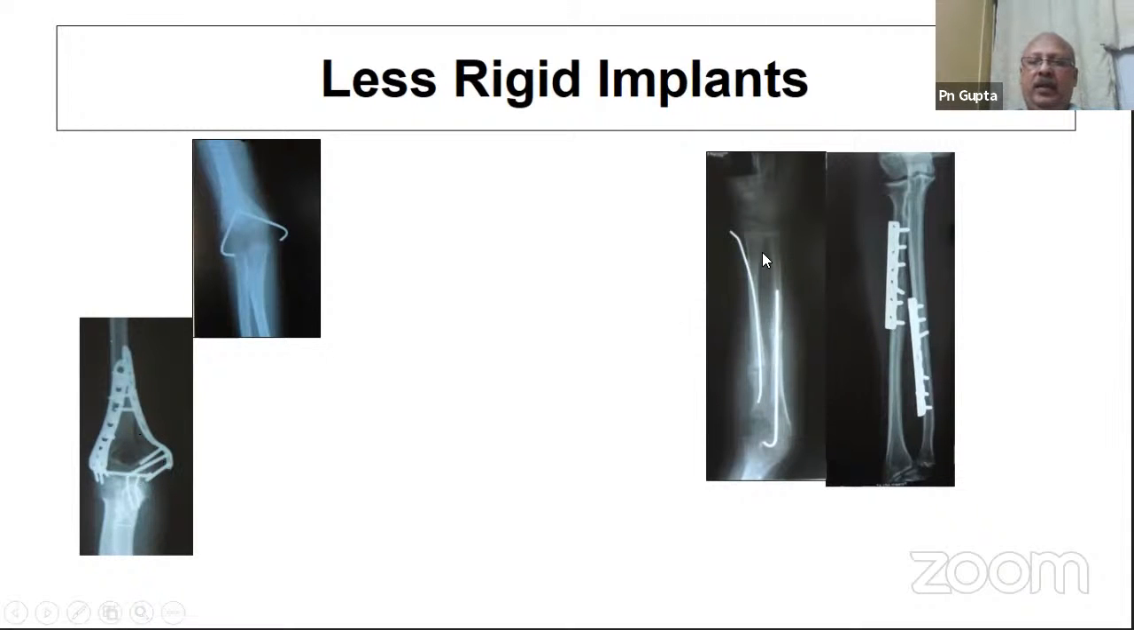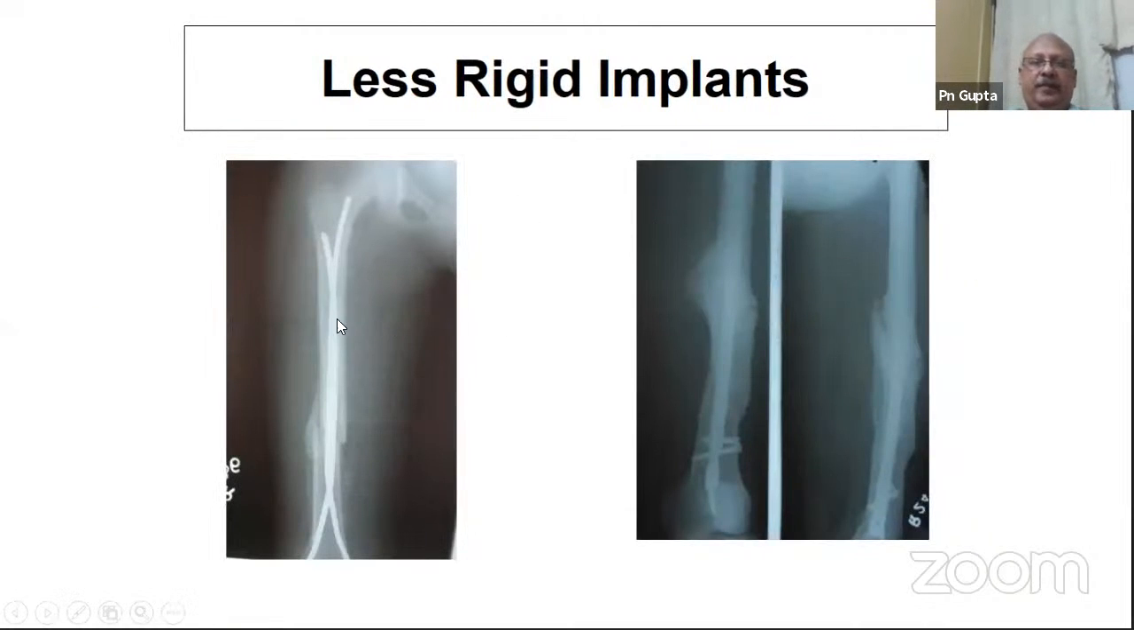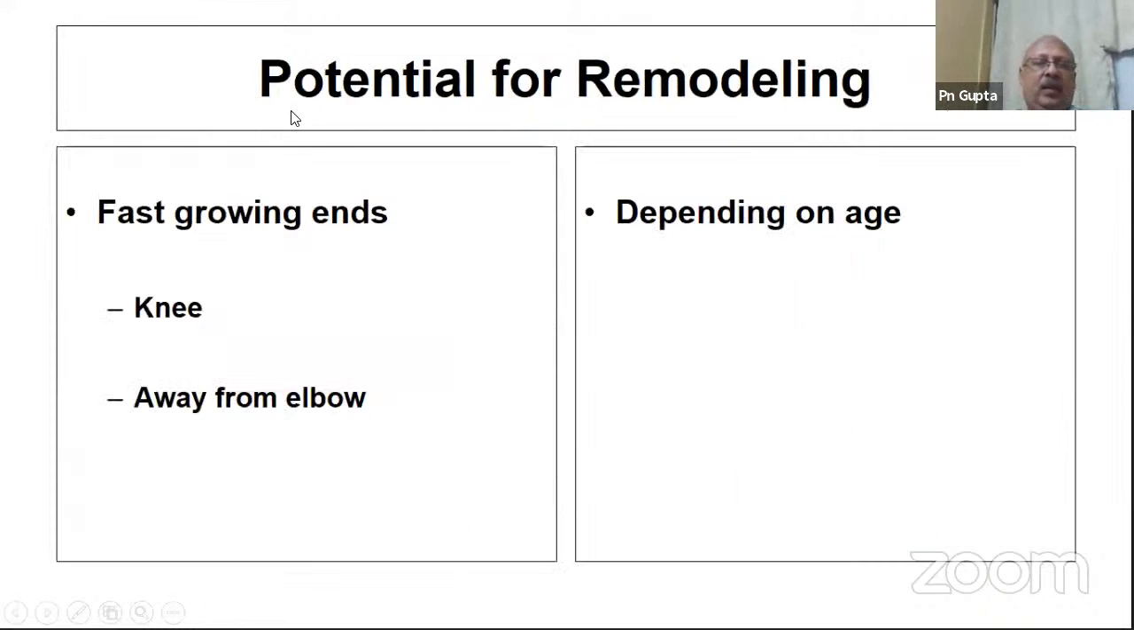Similarly, in the forearm you can consider intramedullary elastic nails or K wires, whereas you never consider that in adults. More stable or rigid fixation is considered in adults. Another example: in the femur, you can consider elastic nails. They are the treatment of choice in slightly older children, but never in adults, where you have to go in for an interlocking nail. Potential for remodeling is fast at growing ends, usually in the region of the knee, shoulder and distal radius, and depends on the age and on the angulation, where the angulation is.